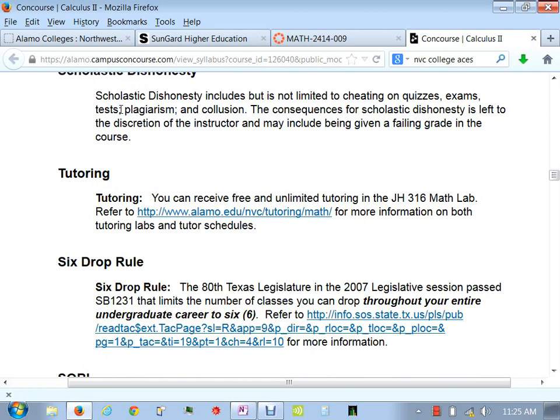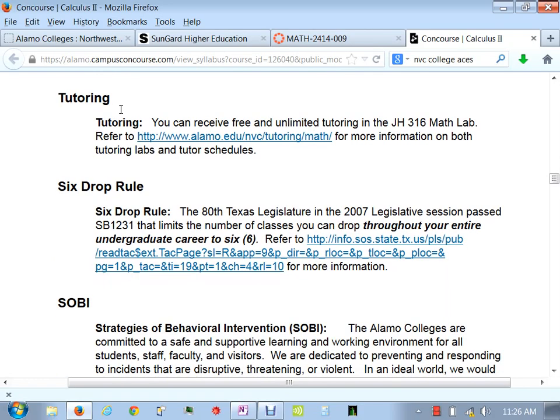Scholastic dishonesty, cheating. It's pretty simple. If you cheat, you're given an F in the class, and that's it. I don't usually have a middle area of, okay, here's your slap on the wrist. It's just usually, you cheat, nope, bye, F. So we won't go there, right?